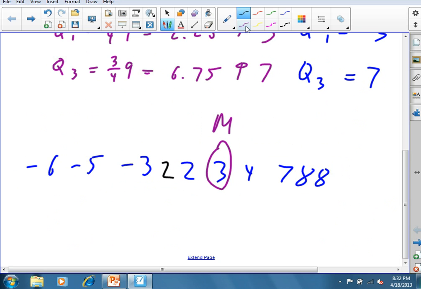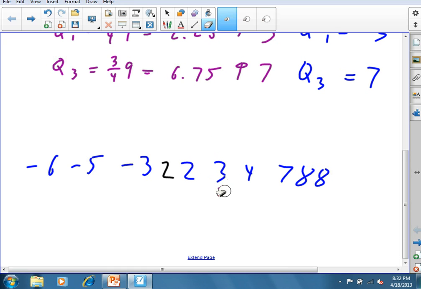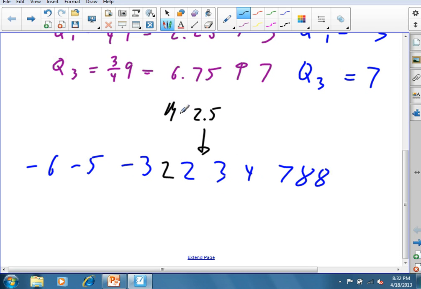Okay, so now it didn't ask for a median, right? But now the median is between 1, 2, 3, 4, 5, 1, 2, 3, 4, 5. So the median is going to be at 2.5, but it didn't ask for it. Okay, so we're not going to calculate that.